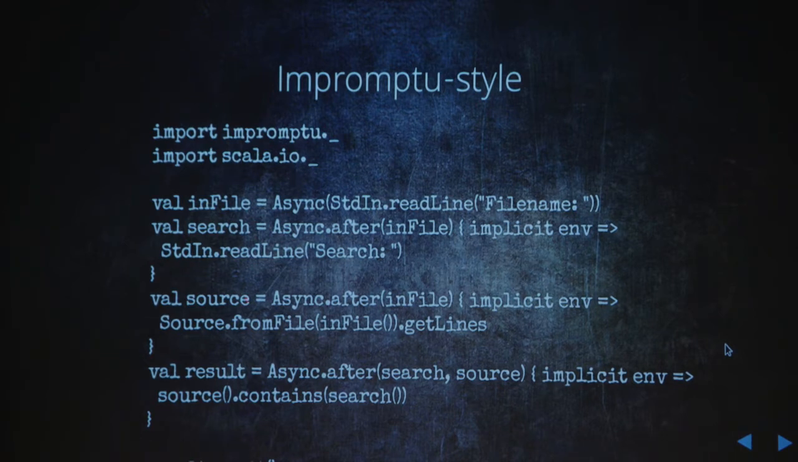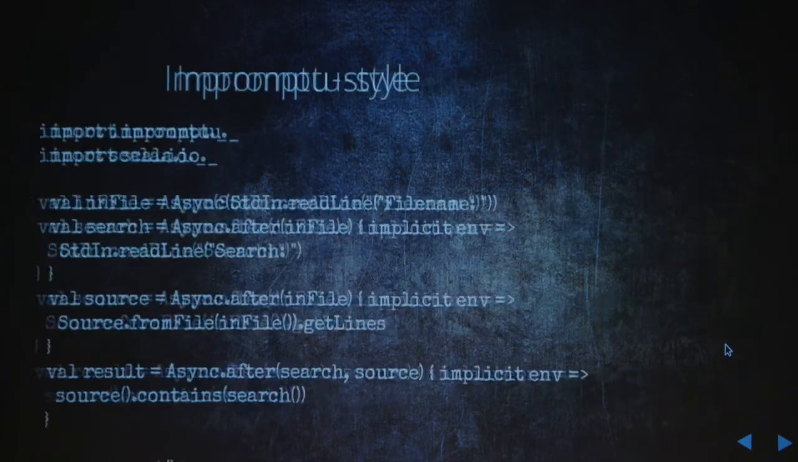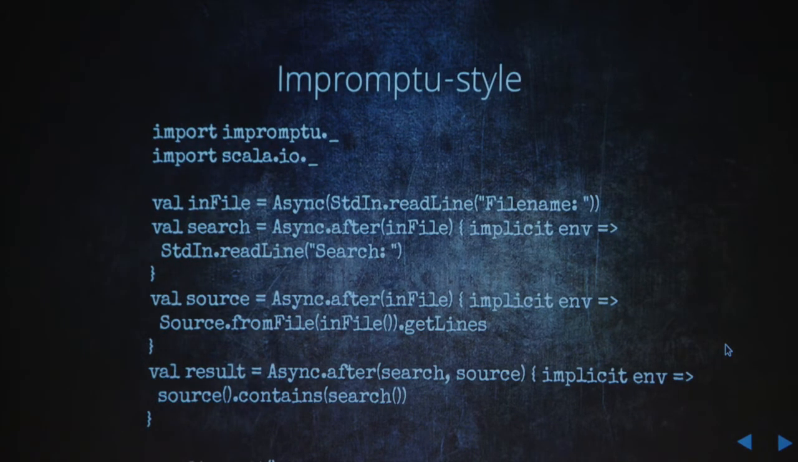So the task looked very similar, apart from we're now defining what each one depends on. And after actually takes var args, so it can depend on two earlier async values. And the code for doing the actual work where we say does the file contain the search string looks very similar. I've used parentheses here, and I'll explain that in a second. By the way, this compiles. This compiles fine with Impromptu. And you're probably thinking nothing at all special. It's just different syntax with implicit env written everywhere.